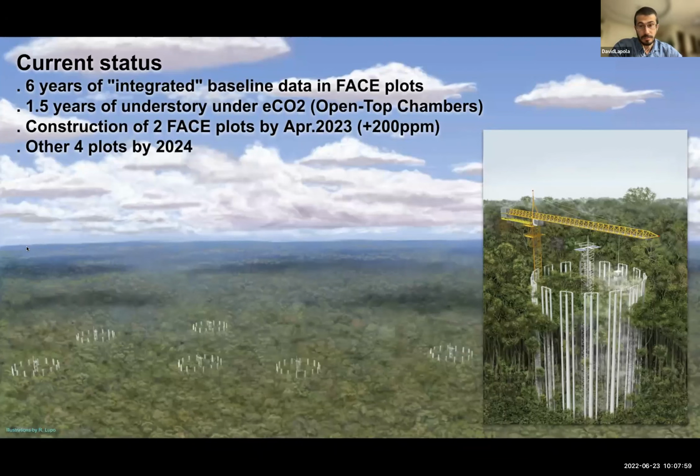And now we have, last year in COP26 in Glasgow, we announced a generous funding from the UK government which is being now leveraged with funding from Brasilia here, from the Brazil government as well, to construct firstly 2 phase plots. We are already purchasing the towers and cranes for these 2 phase plots. They should be operational early next year. And after that, we'll move on to construct other 4 plots, which should be operational in 2 years from now.